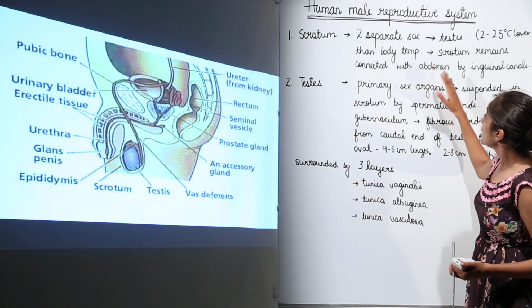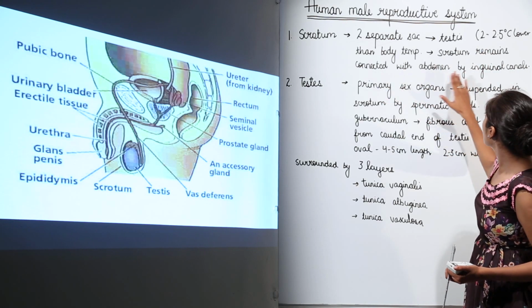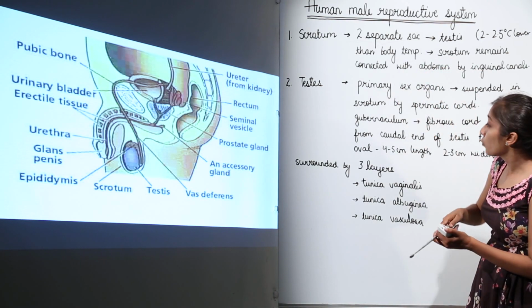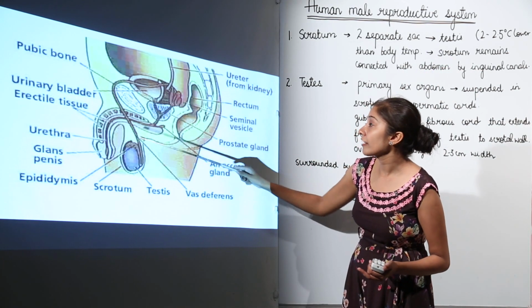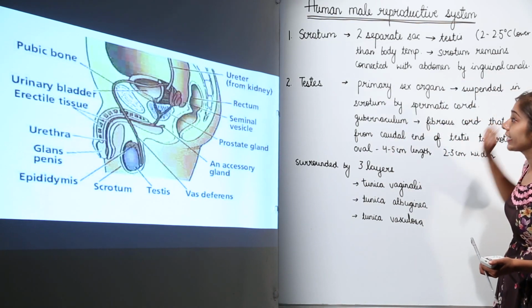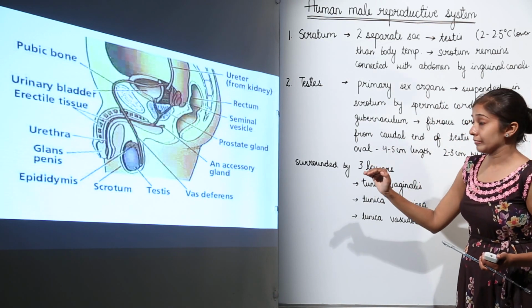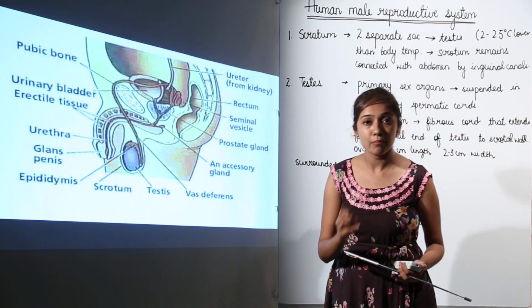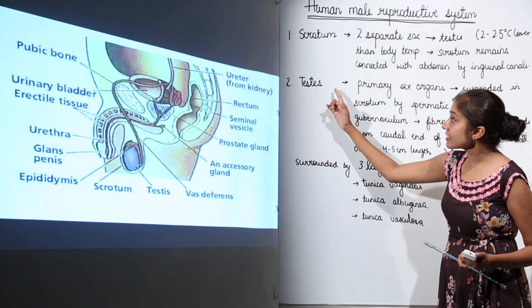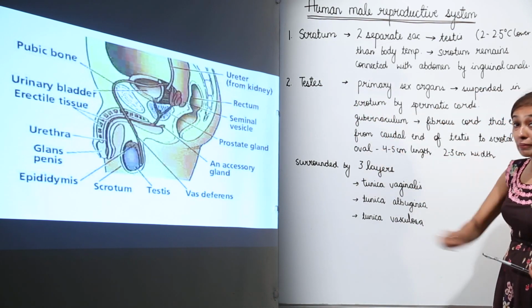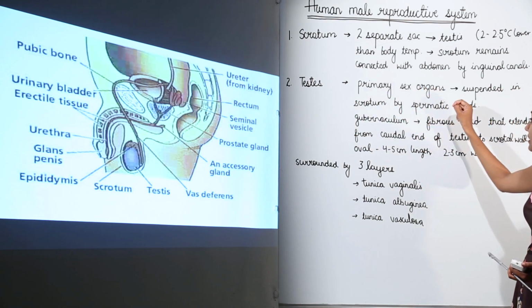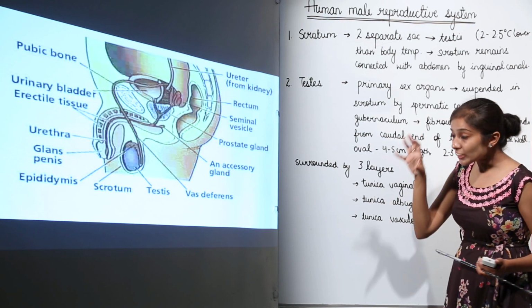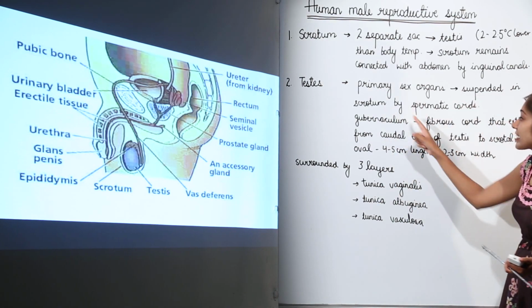Then next, scrotum remains connected with the abdomen by inguinal canals. So how does the scrotum remain connected? With the abdomen by the canals that we call inguinal canals. Next organ that is very important, that is a primary sex organ in case of males, it is the testis. So I am repeating again, testes are the primary sex organs. They are suspended in the scrotum by spermatic cords.